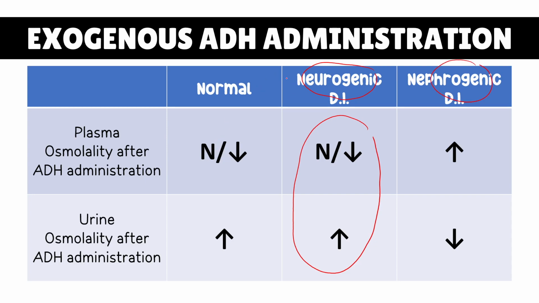But with nephrogenic DI, kids, there is no effect. Even if we give ADH again, there is no effect. There is still no water reabsorption because the main problem with nephrogenic DI is your receptors. The receptor is damaged, therefore ADH is not recognized. Then your urine osmolality will continue to decrease, they continue to urinate water. And then the plasma osmolality increases because the water concentration does not go down.